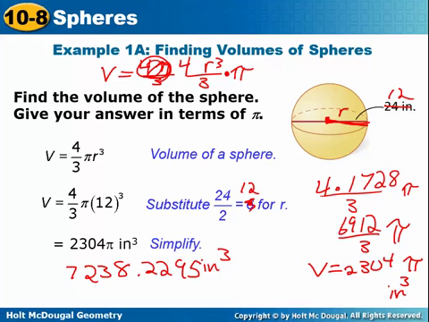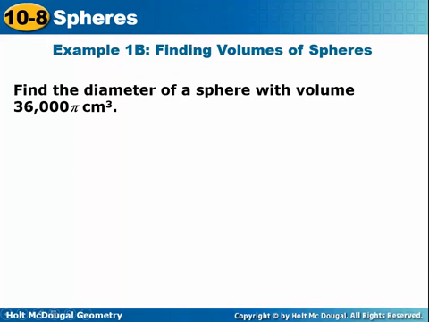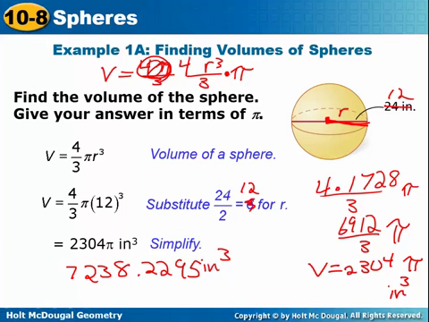If I use 3.14, I would get 7,234, which is a difference of 4. So you want to use the most accurate method that you can, and since you're using a scientific calculator or a graphing calculator that has a pi button, use it.